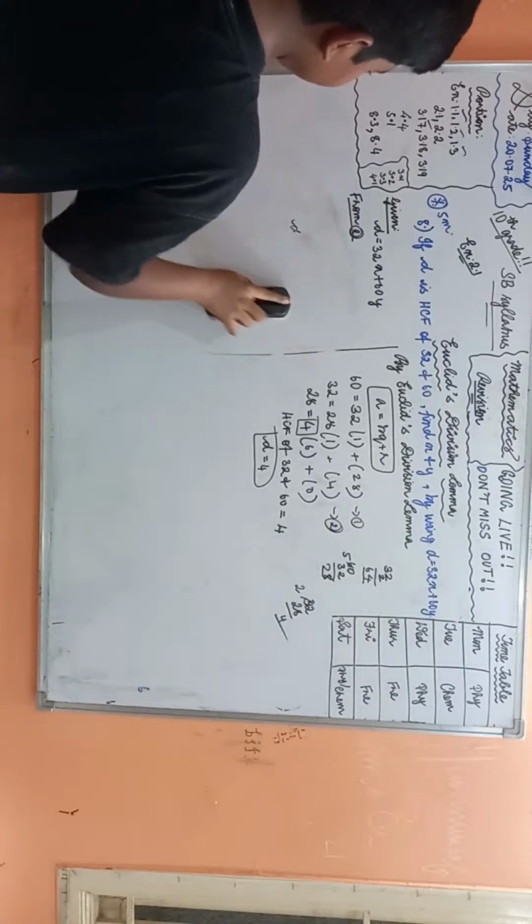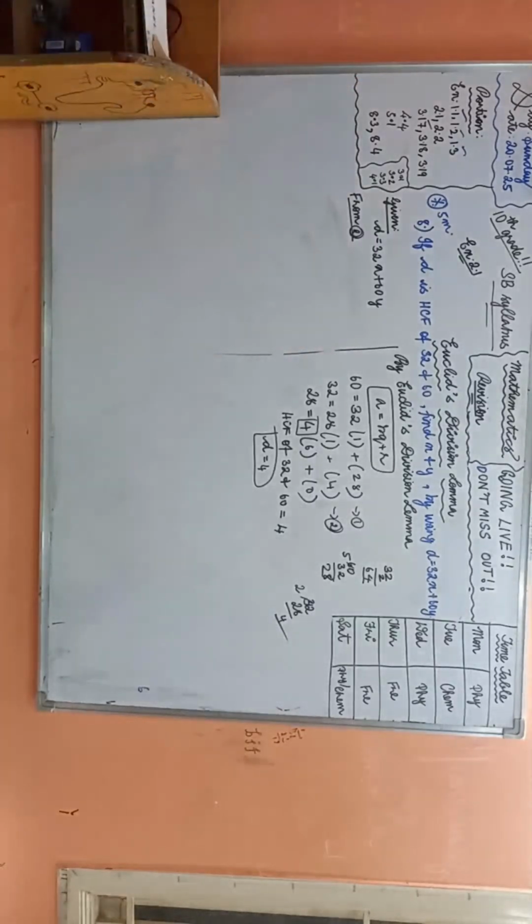So guys, give me a second so I can see what the sum is. So how do we get that one? So D is equal to 30.